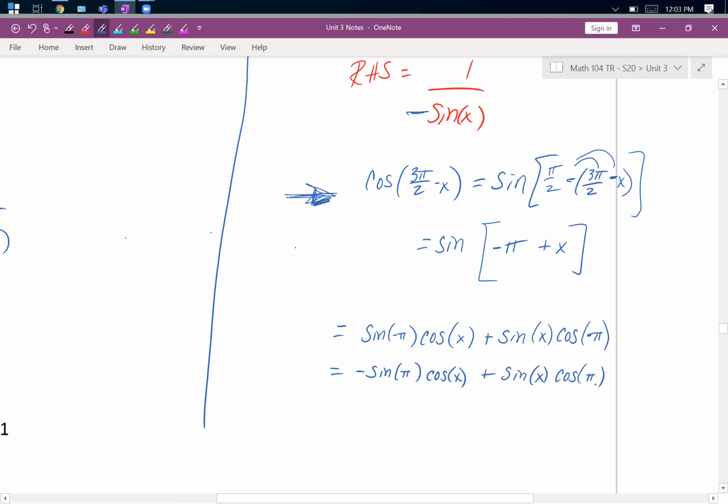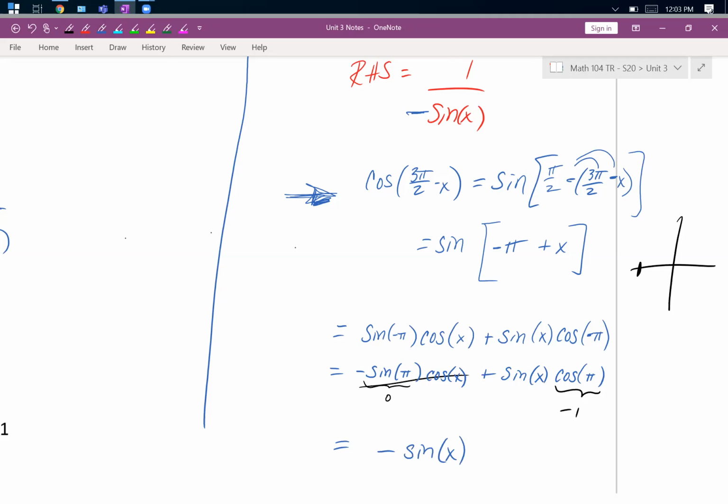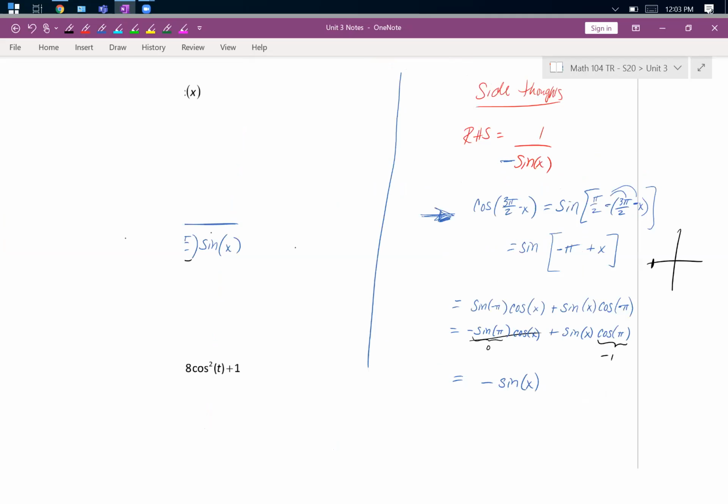All right, so let's plug in. I'm going to figure out what sine of pi is. So pi is over here. Our sine value is 0, so that wipes out this whole thing. And our cosine value at pi is -1. So we still end up with that negative sine of x. So that would have totally worked as well, just with a couple extra steps.